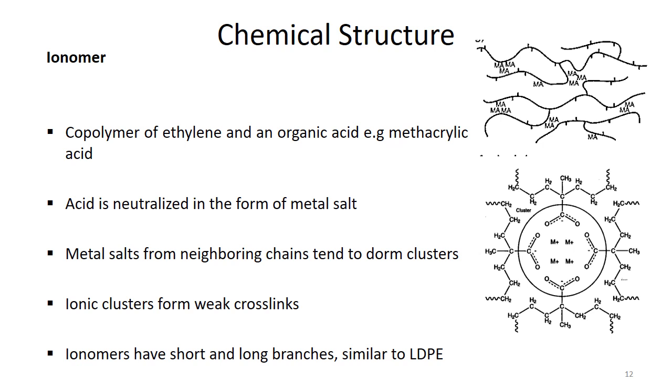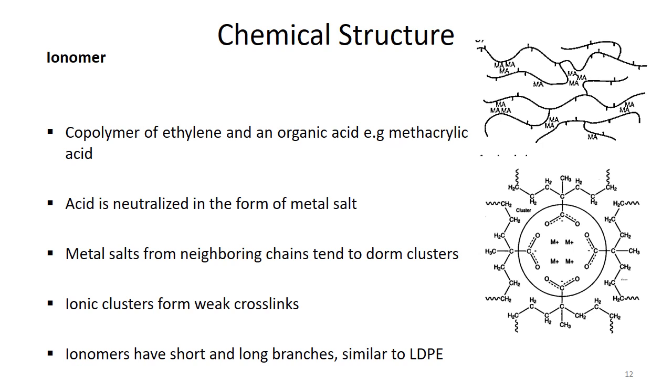In the case of the last structural category of polyethylene, ethylene ionomer, ethylene ionomers basically consist of a copolymer of ethylene with an organic acid. The organic acid used here could be methacrylic acid. If you connect a vinyl group with a carboxyl group, it makes methacrylic acid. Basically, if you neutralize the carboxyl group of methacrylic acid with some positive cation, you make a metal salt.